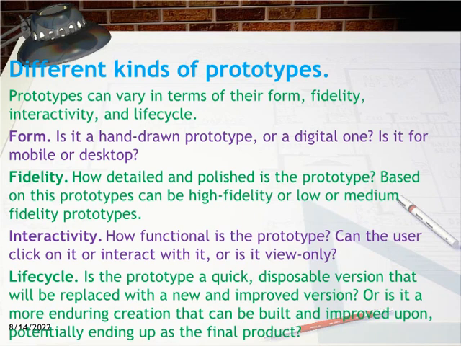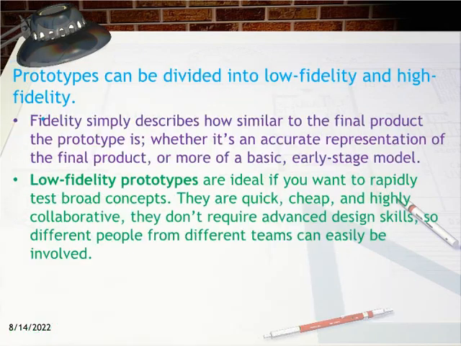Life cycle. Is the prototype a quick, disposable version that will be replaced with a new and improved version? Or is it a more enduring creation that can be built and improved upon, potentially ending up as the final product? Prototypes can be divided into low fidelity and high fidelity. Fidelity simply describes how similar to the final product the prototype is, whether it's an accurate representation of the final product or more of a basic, early-stage model.